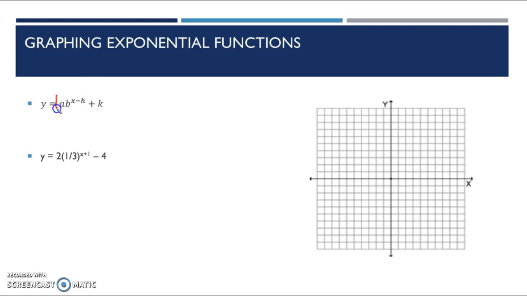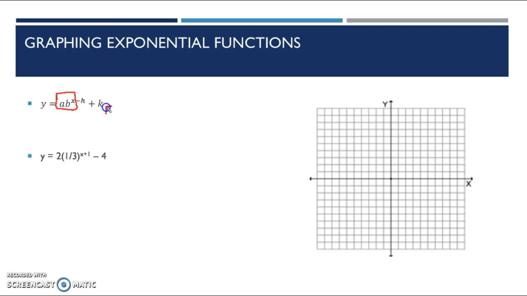But for exponential, we consider AB to the x to be our parent function. So whatever AB to the x is, that's what we make our table for. Then once we have those points, we translate them based on our horizontal and our vertical translation.